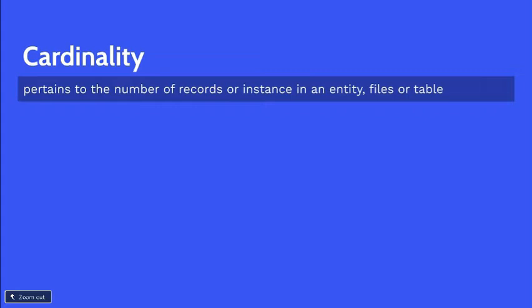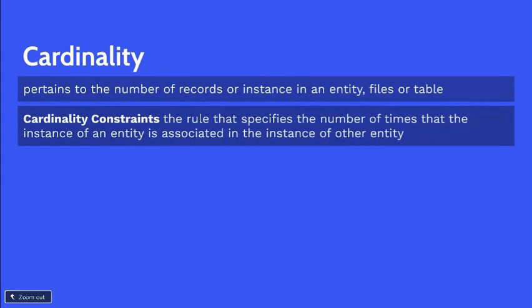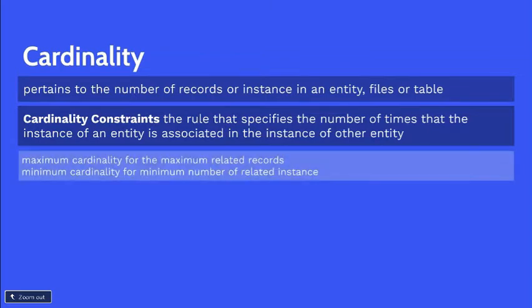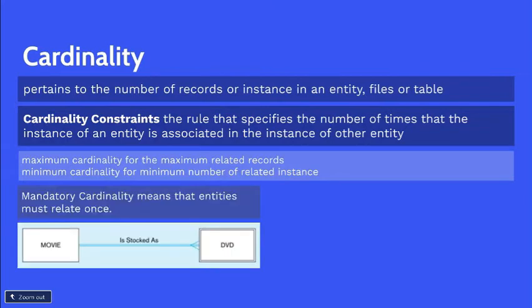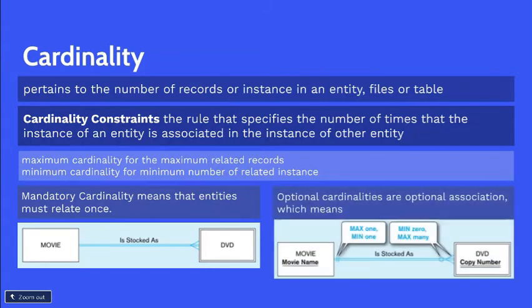The rule that specifies the number of times that the instance of an entity is associated with an instance of another entity is what we call cardinality constraints. We have maximum cardinality for the maximum related records and minimum cardinality for the minimum number of related instances. Mandatory cardinality means entities must relate at least once. And of course, the optional cardinality means the association is optional.